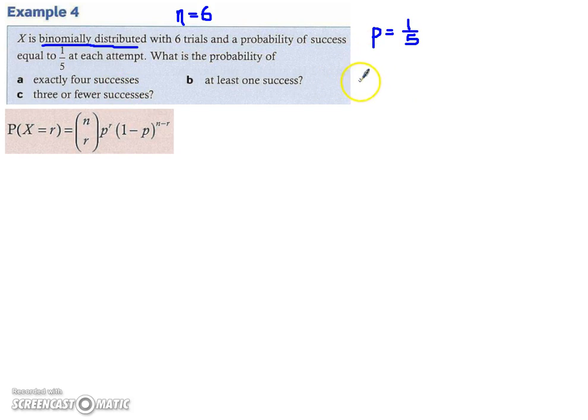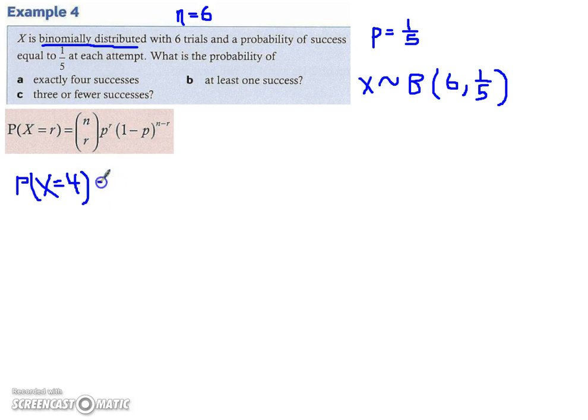So we can write this: my x is binomially distributed. Make sure you write this down. You have to put this down. This will count as one of the points for your workings. All right, so this is what we have for now. So let's look at A. Exactly 4 successes. My random variable x represents the number of successes. So right now, I want P(X = 4).